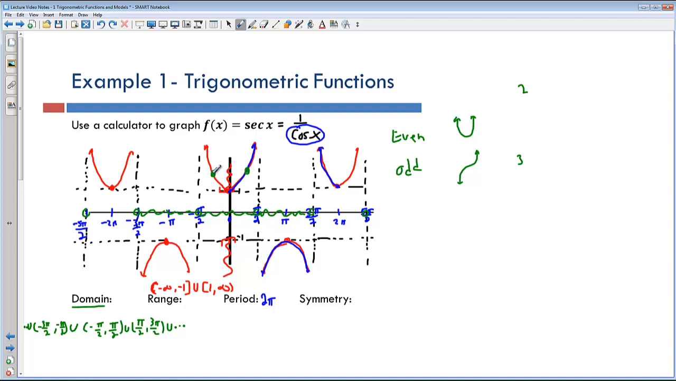So since these have the same height, not opposite height, we say this is even. Remember the actual definition for even is the function is the same on either side. So f of x is equal to f of negative x. And then for odd, it's not the same, it's the opposite. So f of x is equal to negative f of negative x. And that's how we figure out the domain, range, period, and symmetry from the graph.